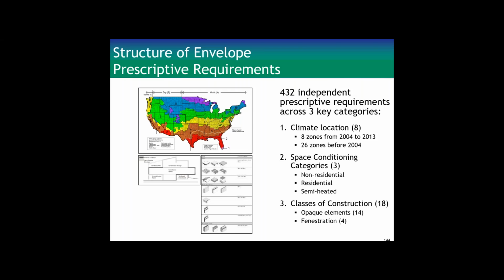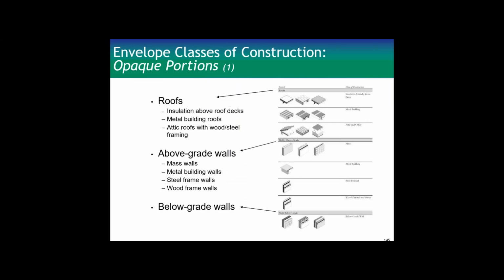And the architects are very proud that they have 432 prescriptive requirements. So, it really is just combining all those different things to come up with that big number, but they're proud of it. So the 3 main things are roofs, above grade walls, and below grade walls. And inside of those, we have insulated entirely above deck. I'll show you the tables, but we have all these systems.